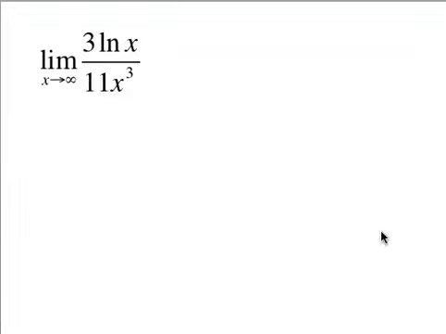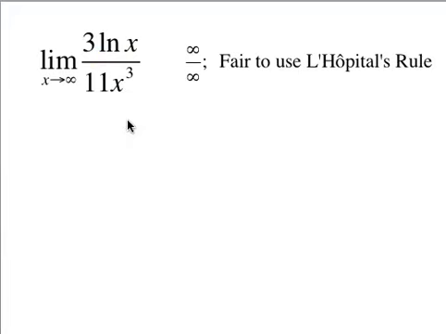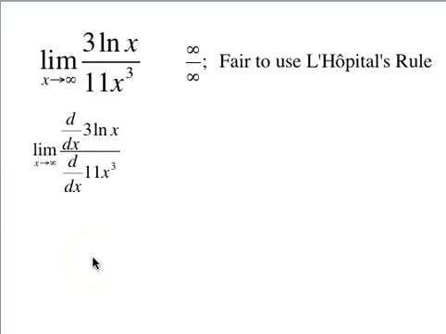So first step is to determine where the numerator and denominator are going. If x is going to infinity, log of x also going to infinity. If x is going to infinity, x cubed going to infinity. So 3 times something going to infinity upstairs, 11 times something going to infinity downstairs. So we have an infinity over infinity situation, and it is fair to use L'Hopital. So take the derivative of the top, the derivative of the bottom, and take the limit.